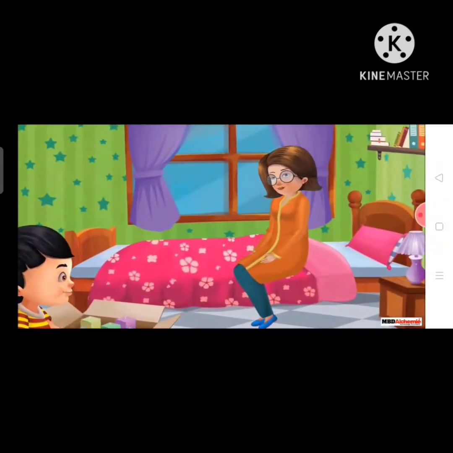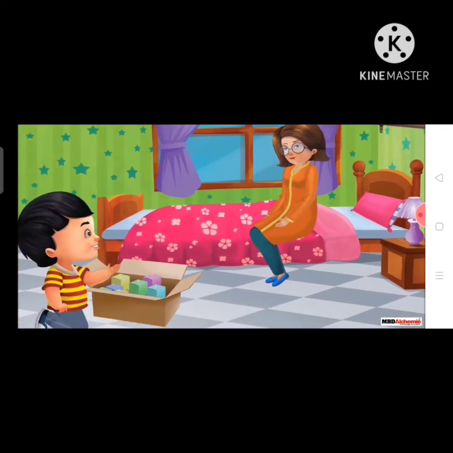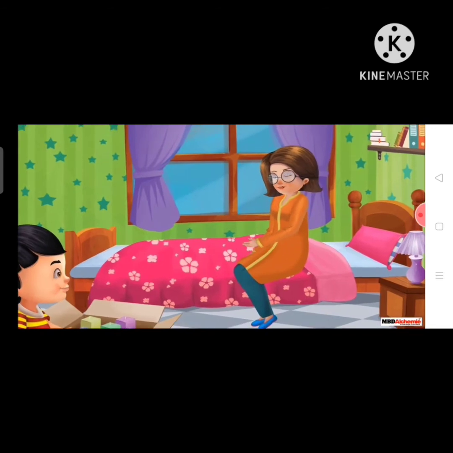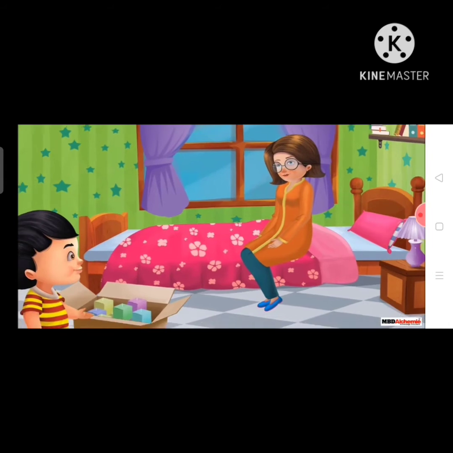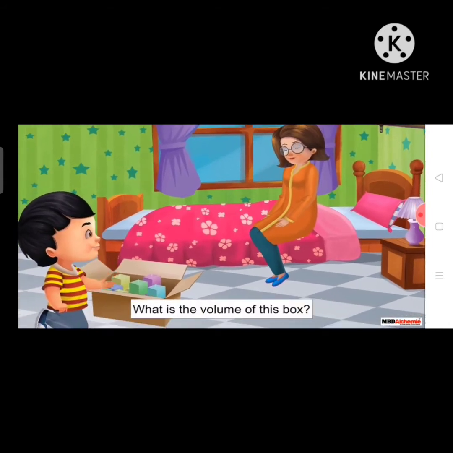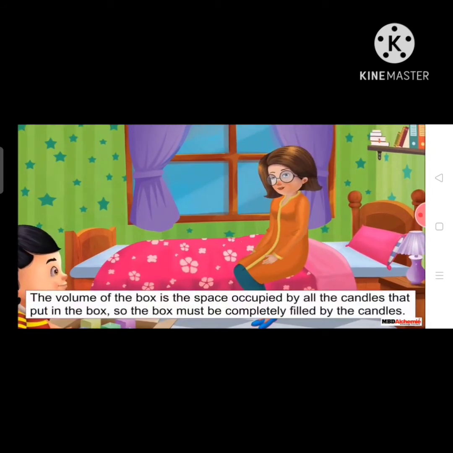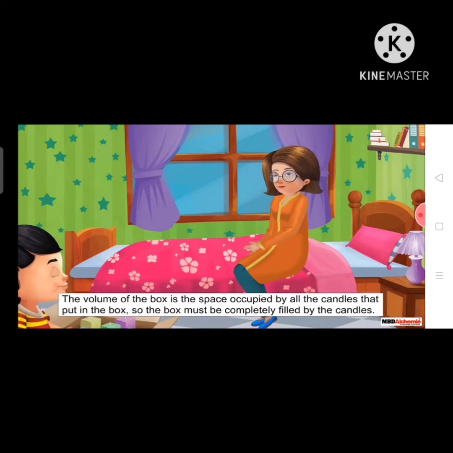Mother asks Sid, what are you doing? Sid replies, I'm trying to put all the candles in one big box, so that it will be easy to carry them to the school. Mother asks, do you know, Sid, in that way you will measure the volume of the box. Sid says, volume? What is the volume of this box? His mother answers, the volume of the box is the space occupied by all the candles that you will put in the box. This box must be completely filled by the candles.